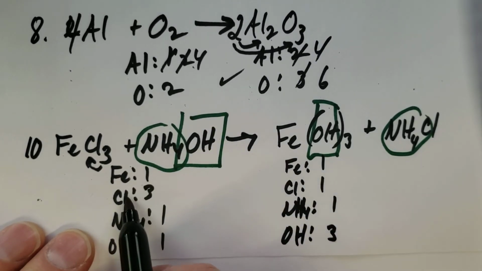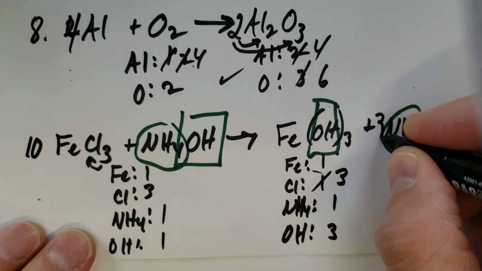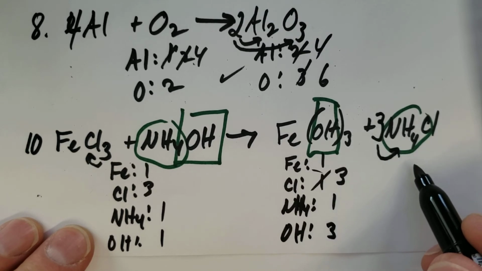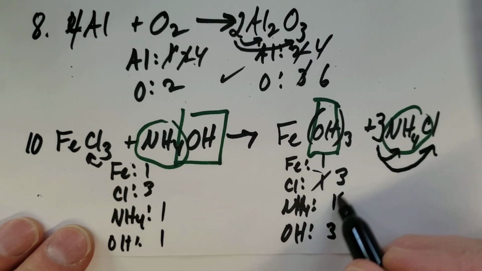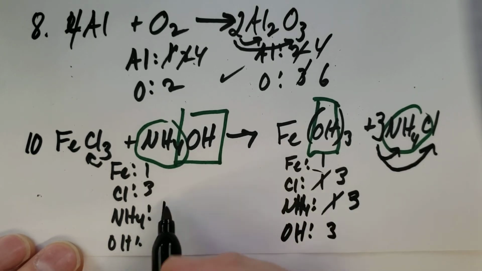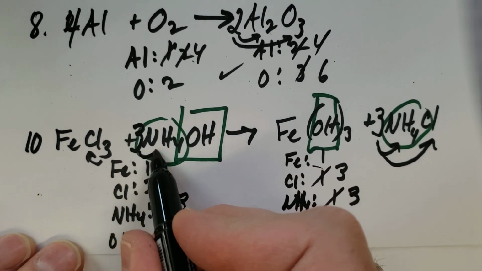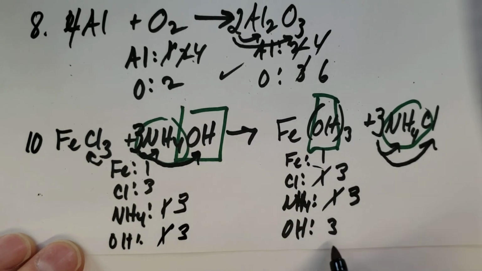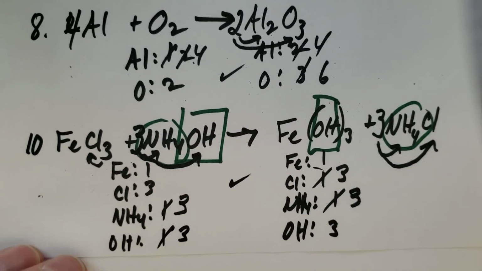So iron, we're good. Chloride, we have 3. We're going to have 3 on this side, and we can accomplish that by inserting a 3 right here as a coefficient. So that tells us that we're going to have 3 ammonium groups and 3 chlorides. So 3 chlorides, but this is going to change to a 3. And so just go back to this ammonium. I only have 1, but I can easily make 3 by inserting a 3 there. That's going to give me 3 ammoniums. And look at that, it's going to give me 3 hydroxides, which is what I needed. 1, 3, 3, 3, 1, 3, 3, 3. So that is considered balanced.